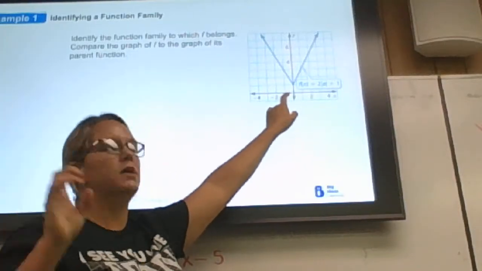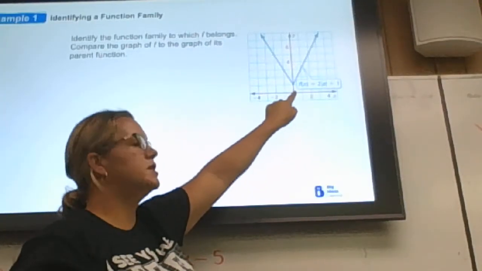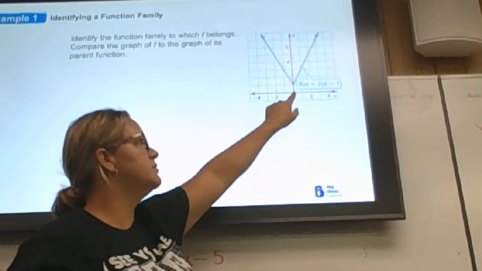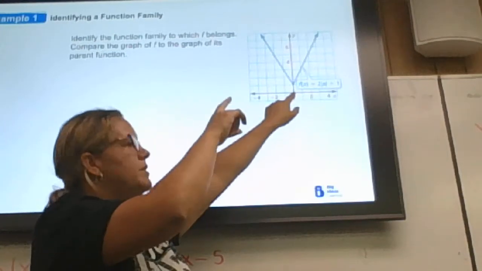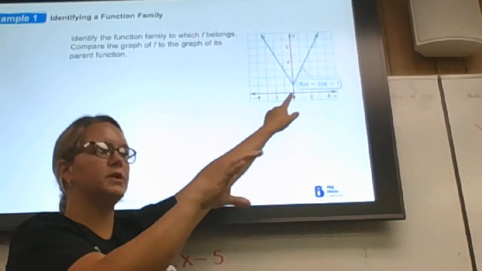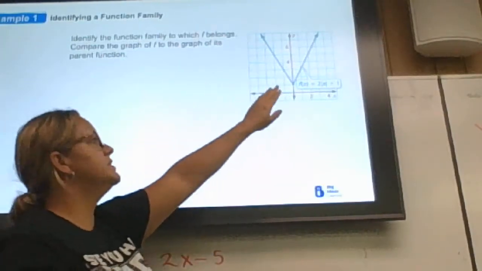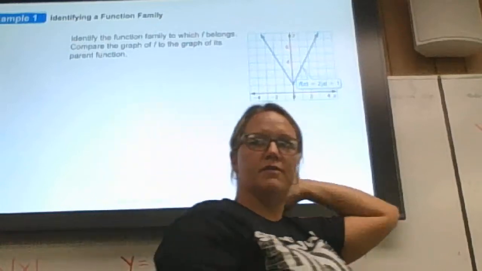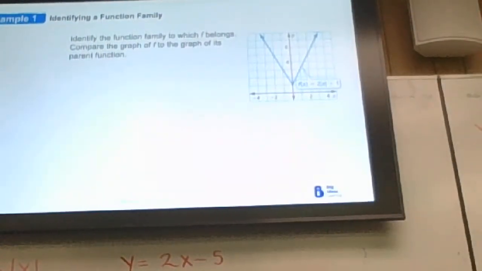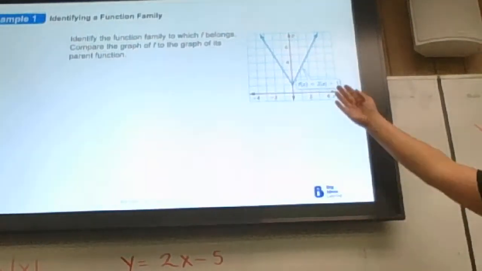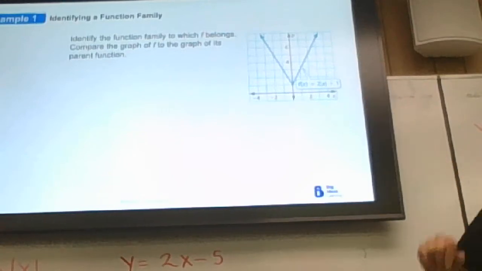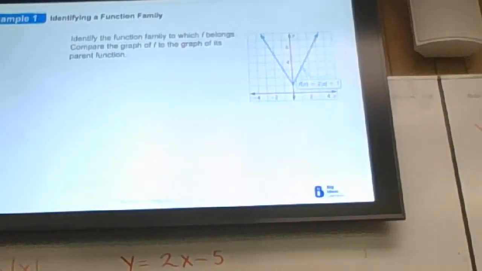I'll give you a clue. The parent function goes through 0, 0, right? So the parent function would be here. I'm going to draw the parent function on here in just a minute, but I want you in your groups to try to say, what family is it and how is this different than the parent function of that family? Try to use the vocabulary from geometry. You do not have to write the question. If you want to write the equation, I recommend it, if you can see it.